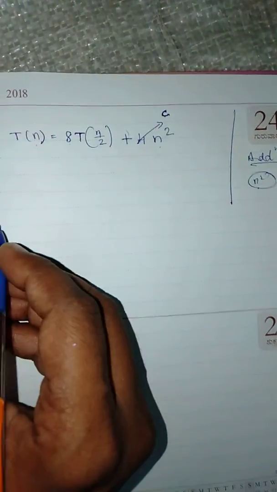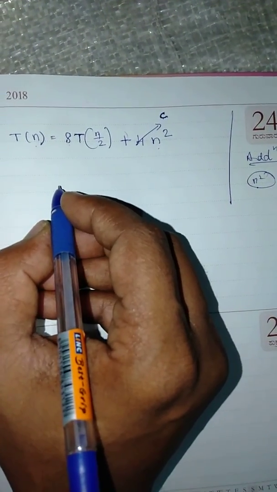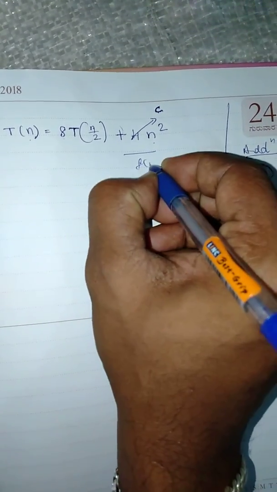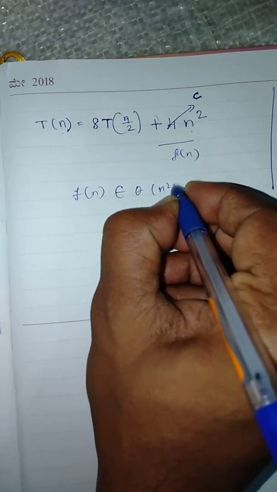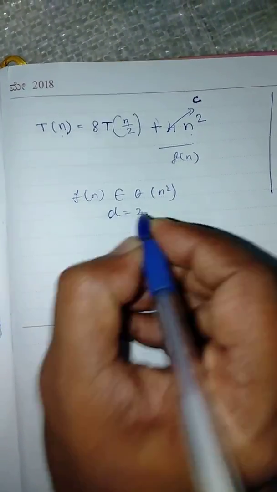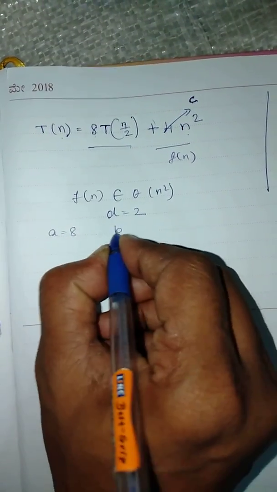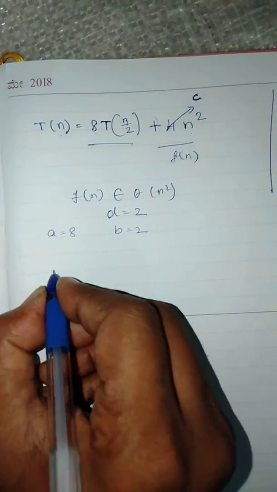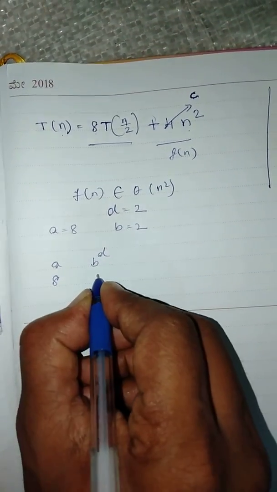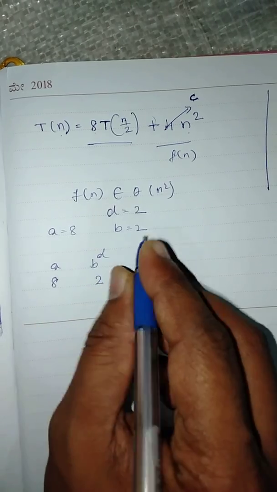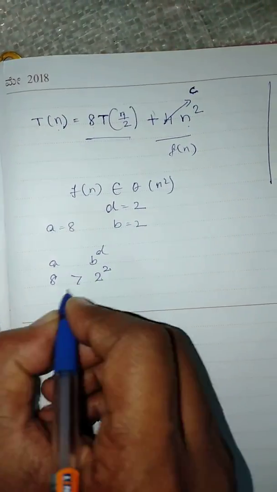Now you compare this with the master theorem. So this is f of n, and f of n belongs to big theta of n square. Therefore, the value of d is equal to 2. Next, consider this: a is equal to 8, b is equal to 2. So what is the relationship between a and b to the power d? a is 8, b is 2, d is 2, so 8 is greater than 4.